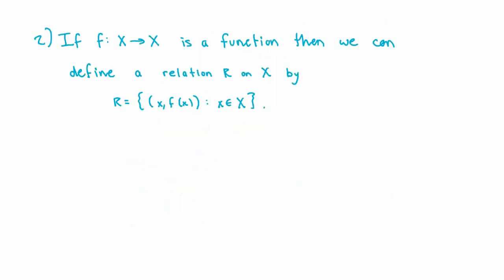A second example: if we start with a function f from a set X to itself, then we can define a relation R on the set X by taking the collection of all ordered pairs of the form (x, f(x)), where little x runs through X. This relation is called the graph of the function f.